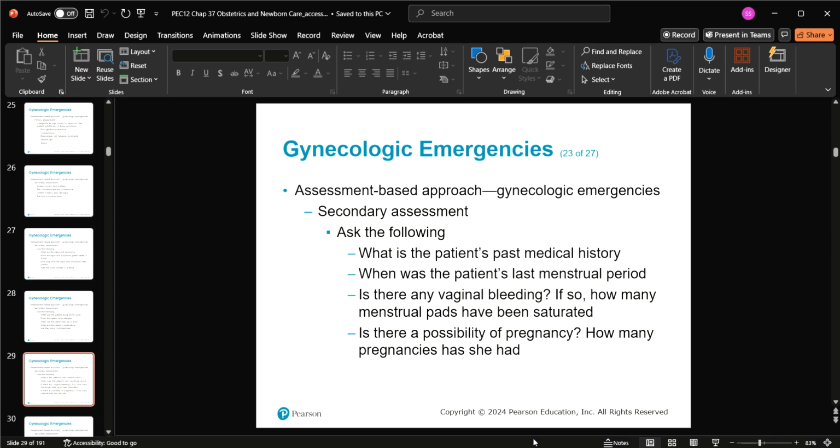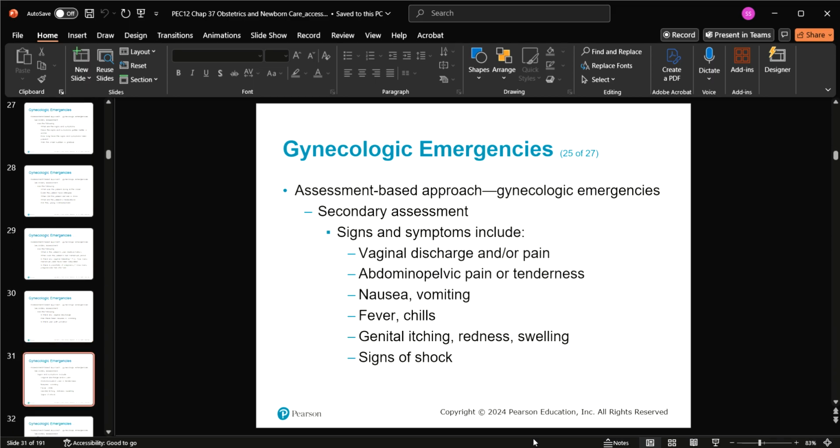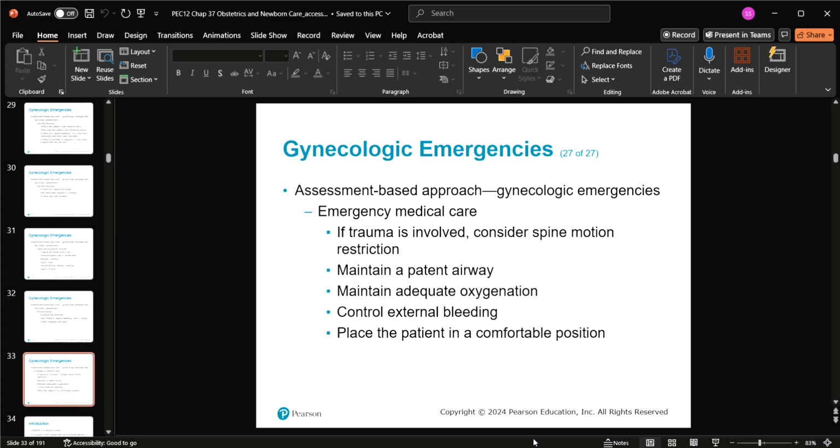Just kind of moving on from here. These are just some signs and symptoms you may see, and some generalized questions that you should ask. If there's trauma involved, let's say it was an assault, do your HABCs and treat the patient. Like I said, evidence is important, but treating the patient is more important.